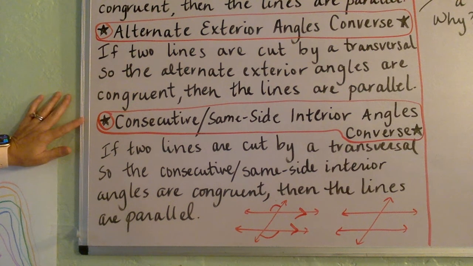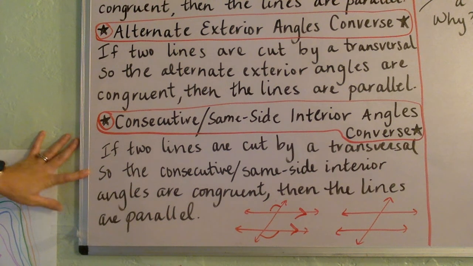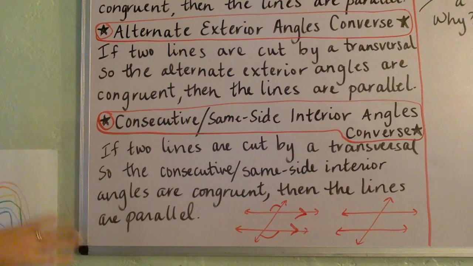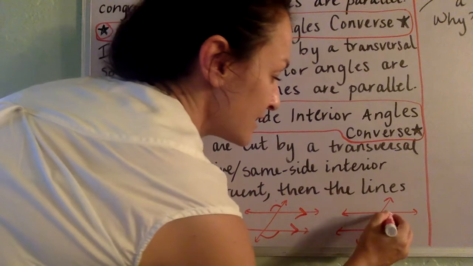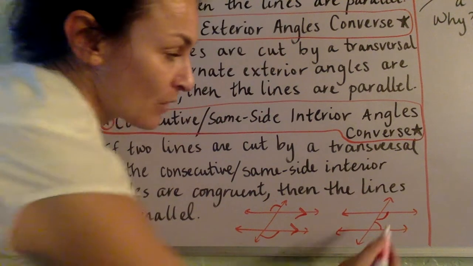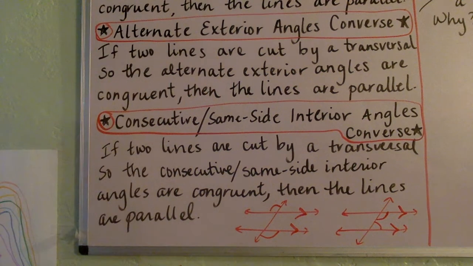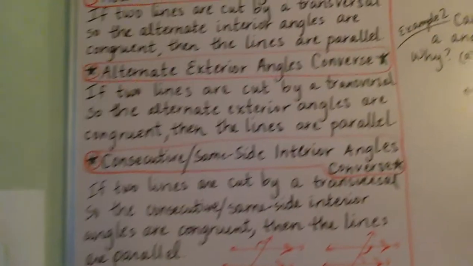And then last one, consecutive or same side interior angles converse. If two lines are cut by a transversal so that the consecutive and or same side interior angles are congruent, then the lines are parallel, okay? So same side interior, that would be this and this, okay? If you see that going on with a tick mark like this, that will allow you to conclude that those two lines are in fact parallel.